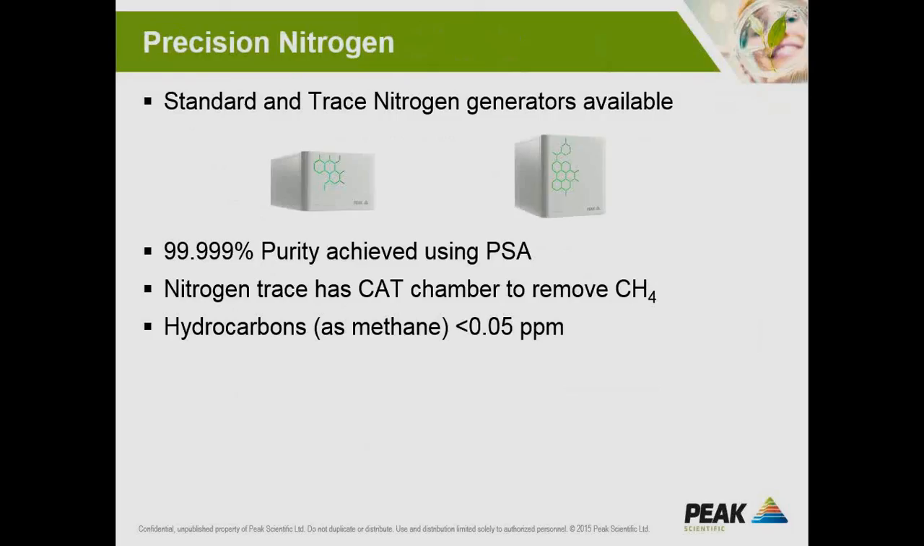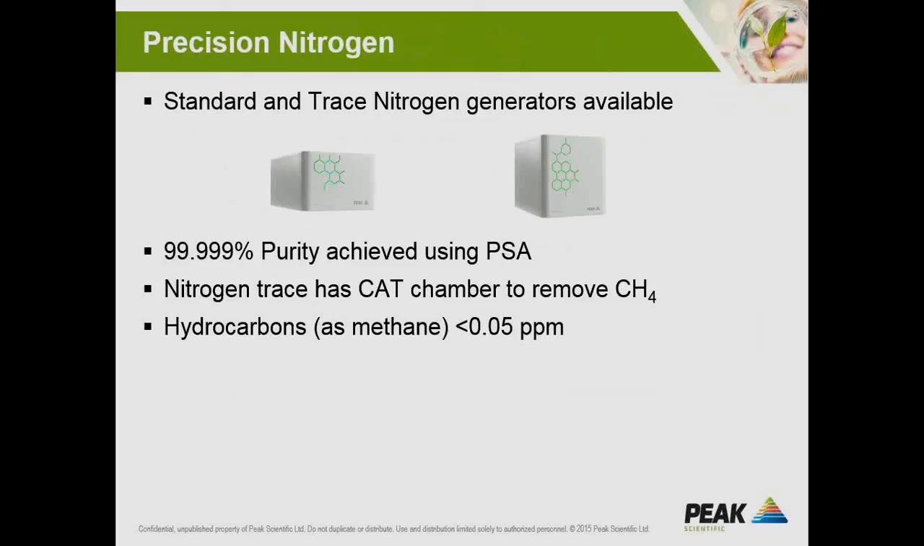Okay, so now I'll just quickly introduce you to our nitrogen generators. We have 2 different grades of nitrogen, what we call standard and trace nitrogen. So on the left is the standard nitrogen, and on the right the trace nitrogen. Both systems produce 5/9 purity nitrogen using, again, a pressure swing adsorption system.